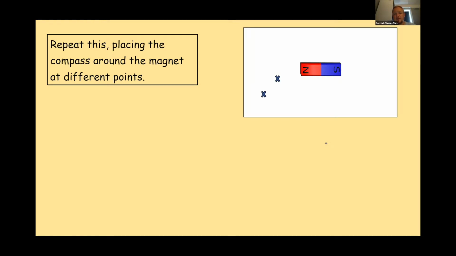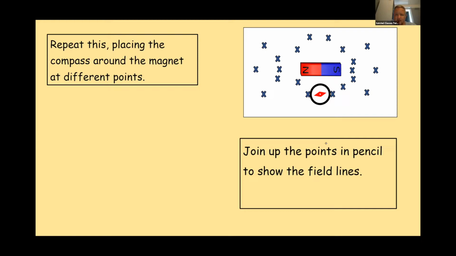Then what we do is repeat this. We place the compass around the magnet at different points. So we've got our first field line there, but now I'm going to place mine there, and then I'm going to place it there and there. And I keep doing this and following the needle around. And what develops is a picture of the magnetic field around the magnet. Once you've done that, remove your compass and join up the points in pencil to show the field lines.